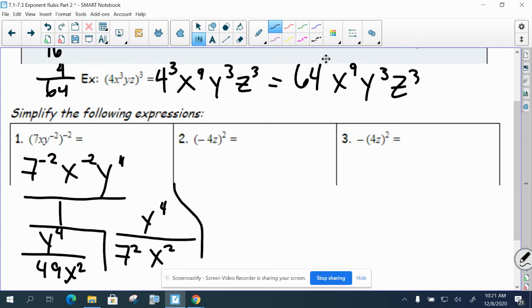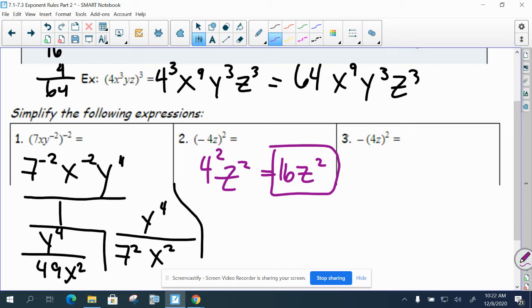All right, number 2. So we're going to distribute the 2 in the parentheses. Now, what do you do with the negative sign here in this case? Since the negative sign is in the parentheses, and notice that in number 3, it's not in parentheses, that means it gets squared. It gets raised to the second power. Since it's being raised to an even power, it's going to go away because negative times negative is a positive. So you're not going to have a negative sign anymore. You're just going to have 4 squared times z squared, which is 16 z squared.